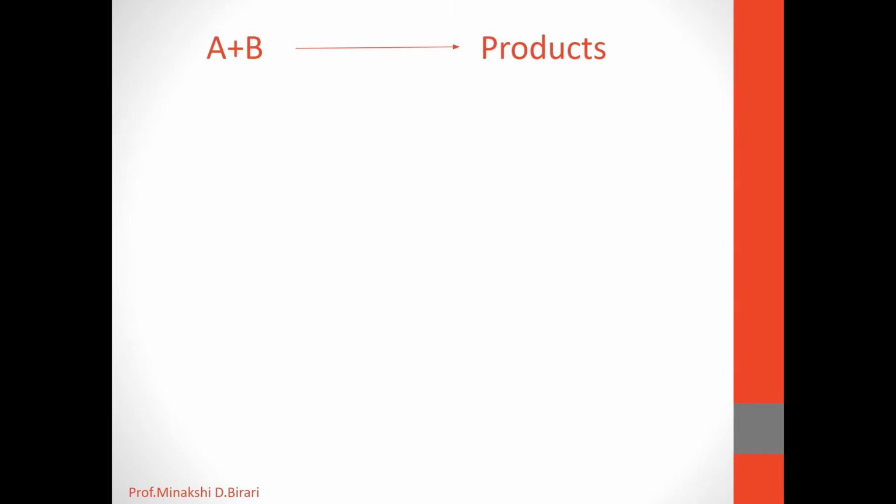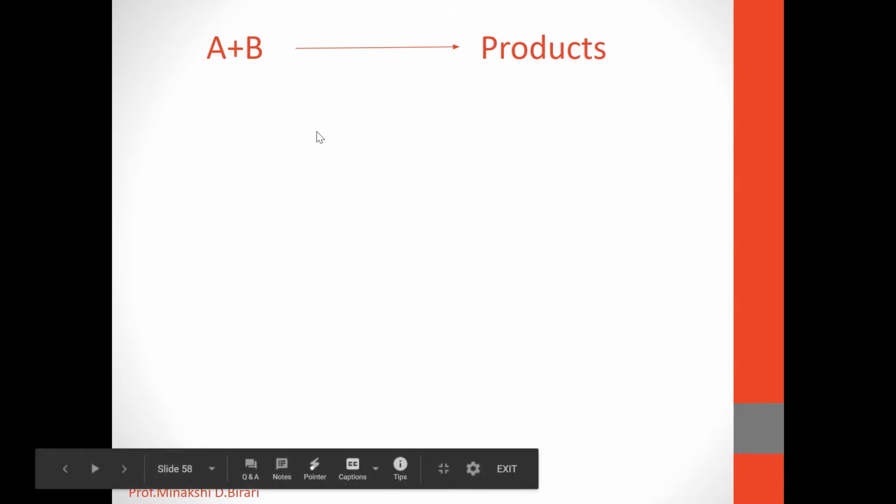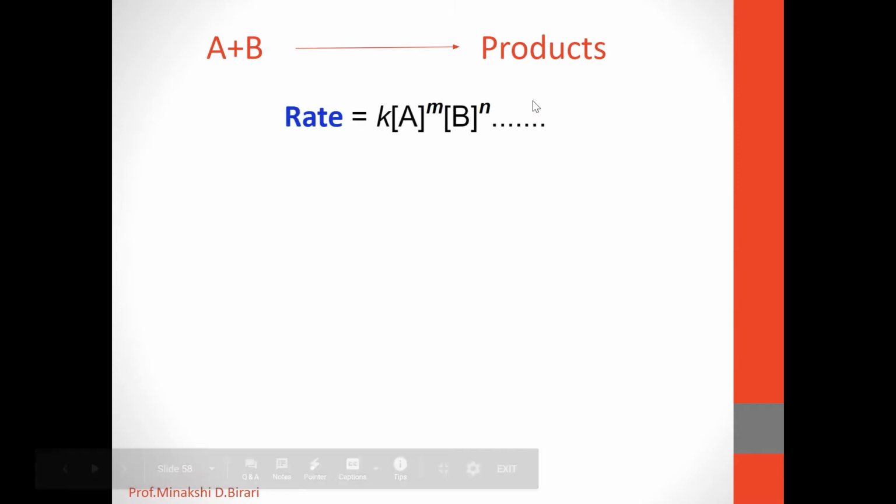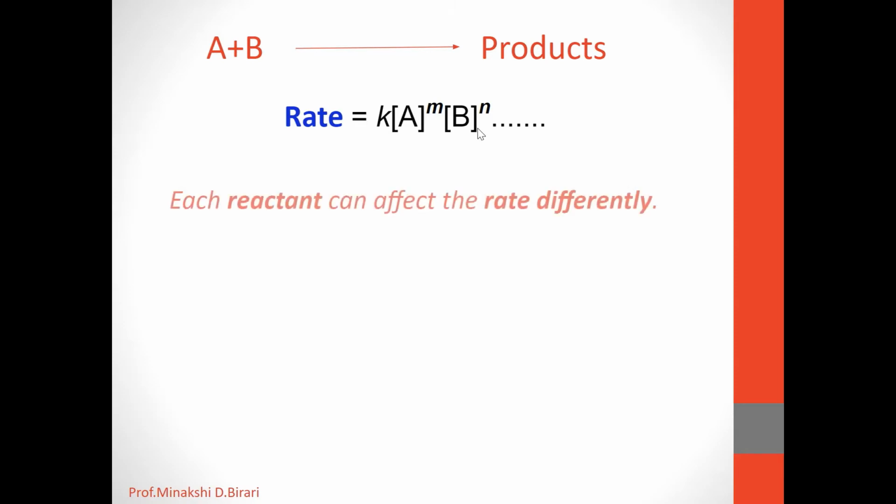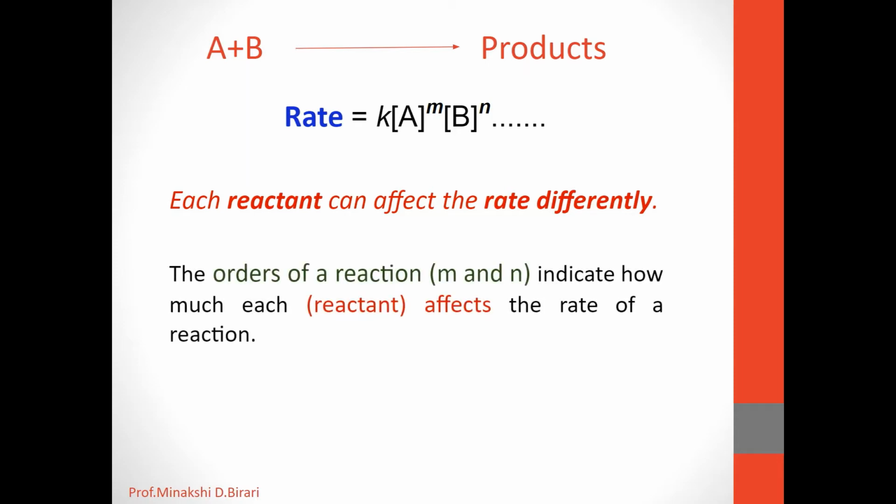Consider this reaction. Reactant A plus B give the formation of products. What is the rate law for this reaction? It is given as K into concentration of A raised to M, concentration of B raised to N. Each reactant can affect the rate differently. Therefore, the orders of a reaction M and N indicate how much each reactant affects the rate of a reaction.